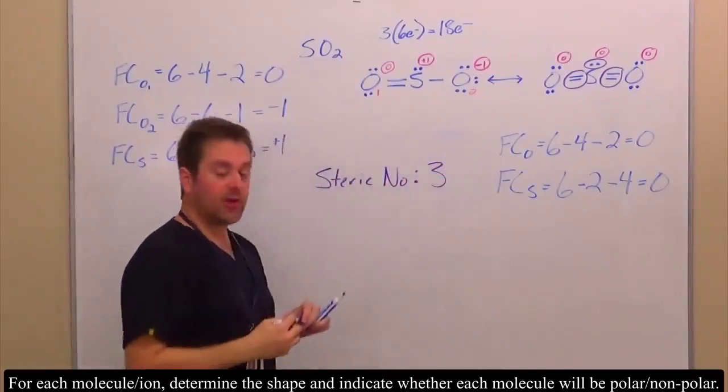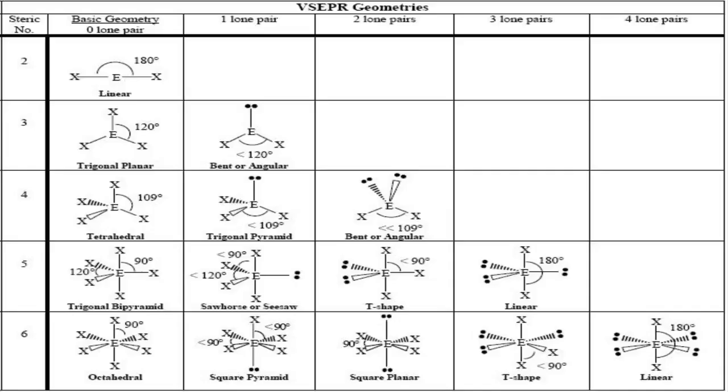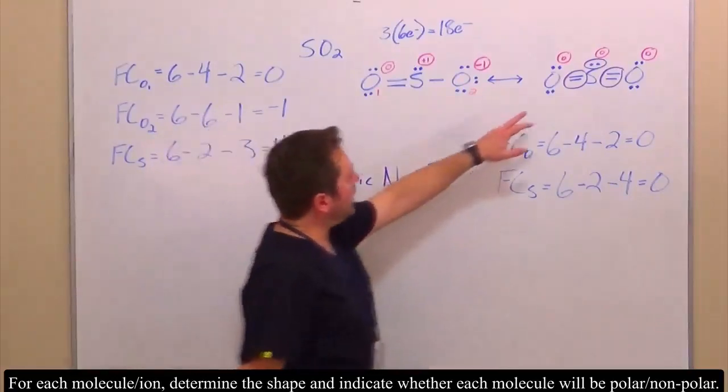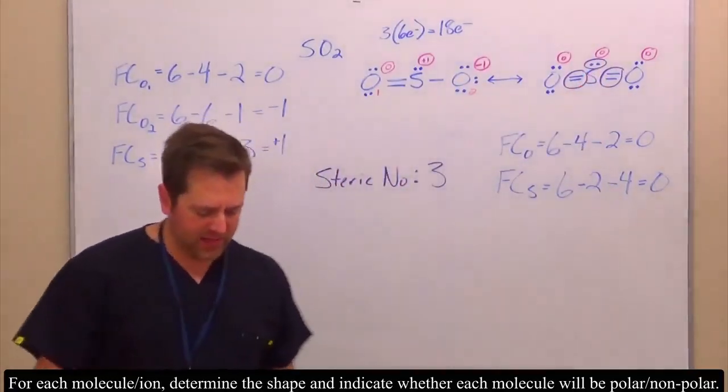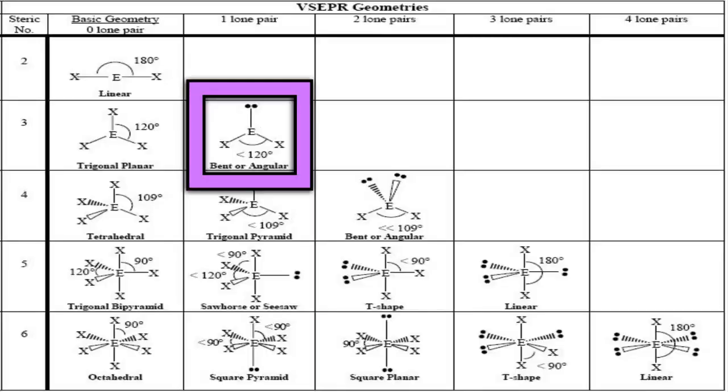Okay, so now look at your table and go down to the number 3 under the steric number heading. Now, the next question is, do we have any lone pairs? And if we do, we got to move to the right on this table. And if you look at sulfur, what did we end up having? We had 1 lone pair. So we come over, and now we have the answer. What is the shape of our molecule? It's actually a bent molecule, or angular molecule, if you will.